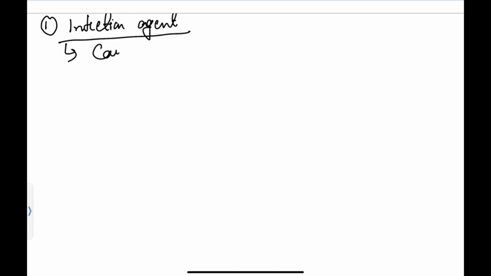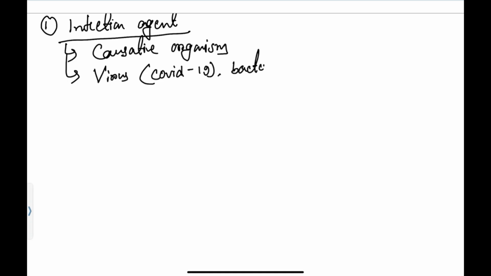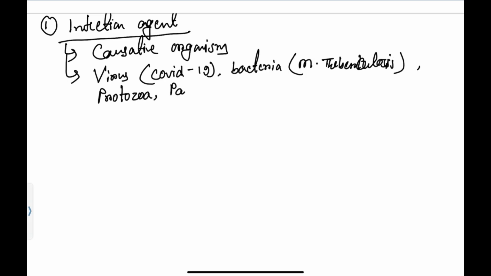The first component of this chain of infection is infectious agent. Infectious agent means who is causing the disease. The pathogen means the causative organism. So who all are coming under this causative organism? Can be virus like COVID-19, coronavirus. Can be bacteria like Mycobacterium tuberculosis causing TB, tuberculosis. Can be protozoa, can be any kind of parasites. Can be fungi. So those kinds of organisms which cause disease are called causative organisms, called infectious agents.